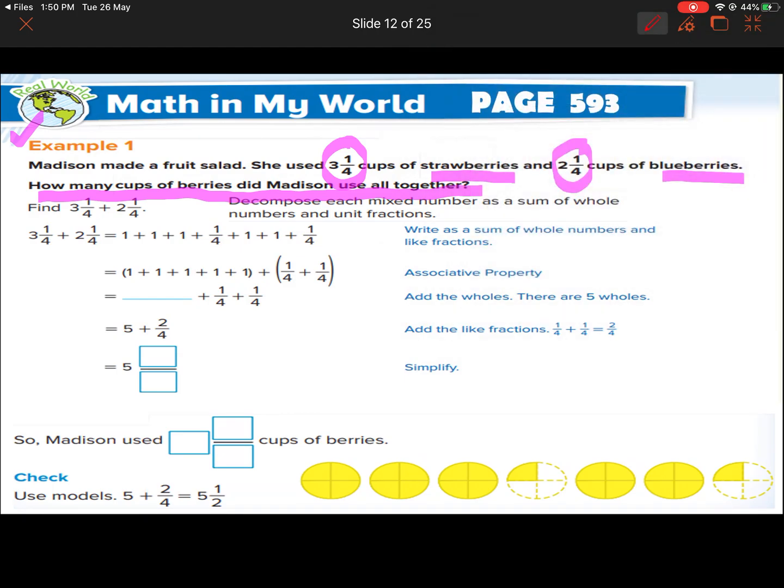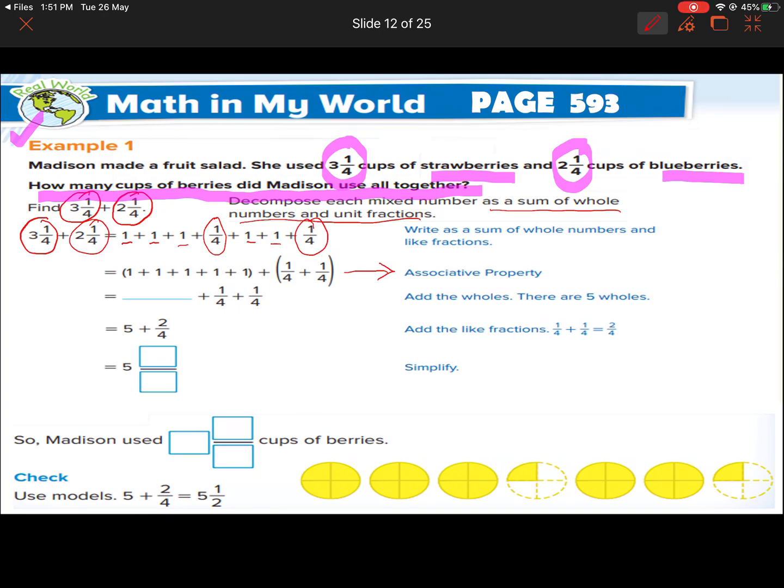Now let's start. 3 1/4 plus 2 1/4. We are going to decompose these mixed numbers as a sum of a whole number and a unit fraction like this. So 3 1/4 becomes 1 plus 1 plus 1, which gives you 3, plus 1/4, and 2 1/4 becomes 1 plus 1, which gives you 2, and 1/4 like that. Now if we use the associative property, we will group the whole numbers together and the fractions together. It will not affect our sum.